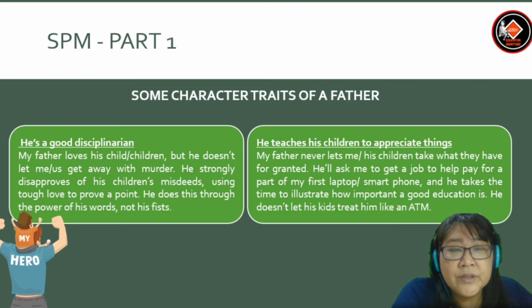He teaches his children to appreciate things. You can say, my father never lets me or his children take what they have or I have for granted. He asked me to get a job to help pay for a part of my first laptop or smartphone. And then he takes the time to illustrate how important a good education is. He doesn't let his kids treat him like an ATM. So you can give an example. You can say that last year when you bought a smartphone, your father asked you to do a few odd jobs or chores in the house so that you can also pay for your smartphone.